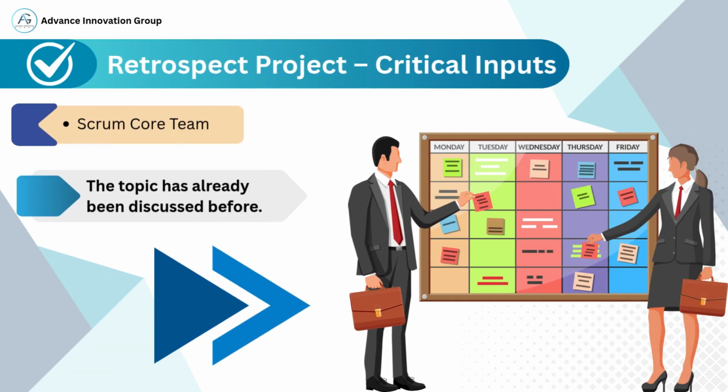Let's talk about one of the key inputs for the retrospect project process, the Scrum Core Team. Now, this topic has already been discussed in earlier phases, so I'll just recap briefly. The Scrum Core Team is responsible for driving the project and includes roles such as the Product Owner, Scrum Master, and Scrum Team members. In the context of Retrospect Project, the Core Team plays a crucial role.